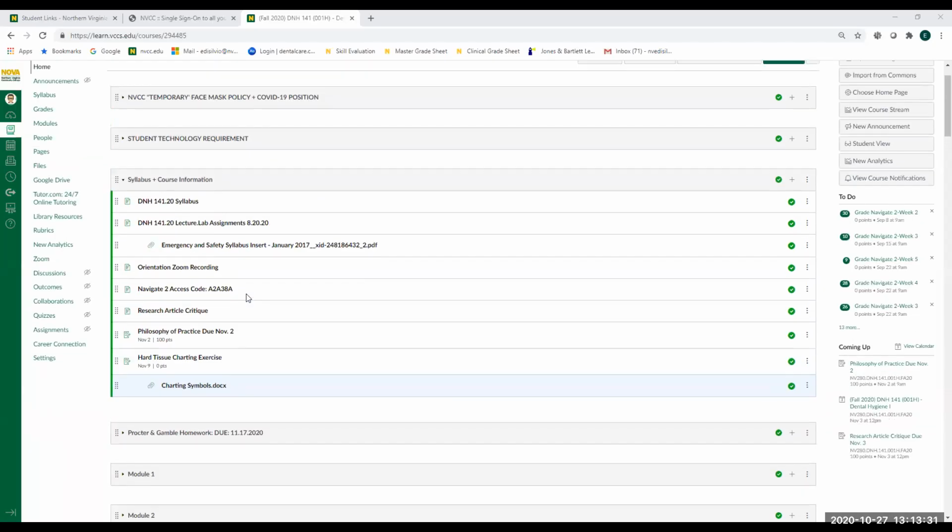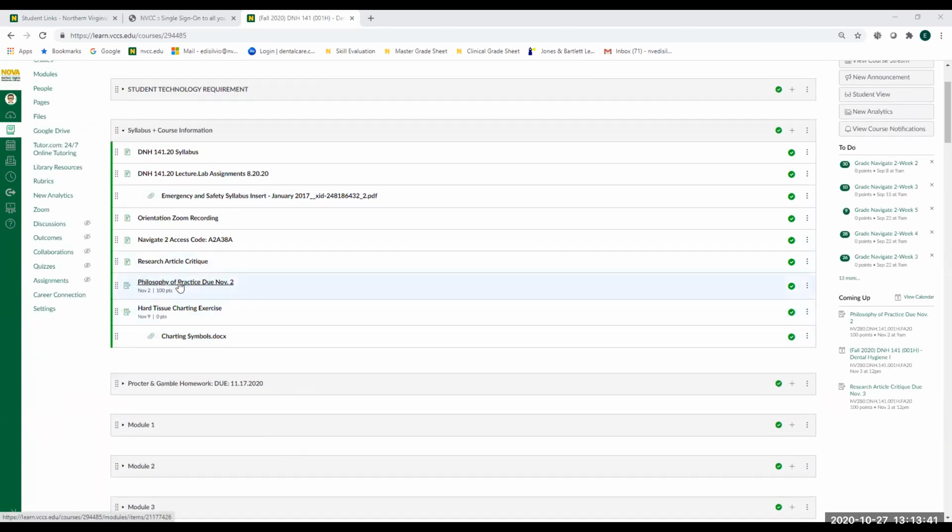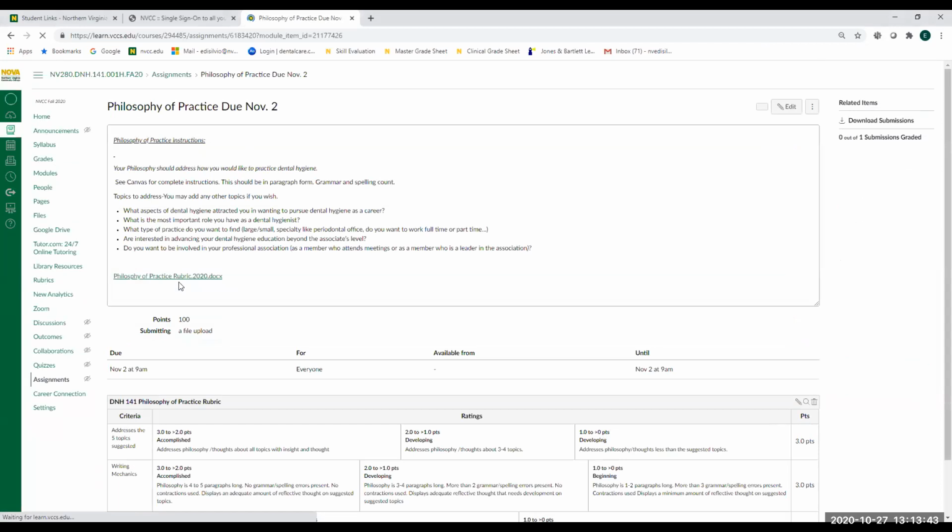So we have our philosophy of practice due Monday, as well as the hard tissue charting exercise. You've got a lot of stuff due on Monday. I think the article critique is due that day too, isn't it? Yes. Okay, so can you all see the Canvas site? Yes. Okay. Philosophy of practice is due November 2nd. All right, so I'm going to click on that.